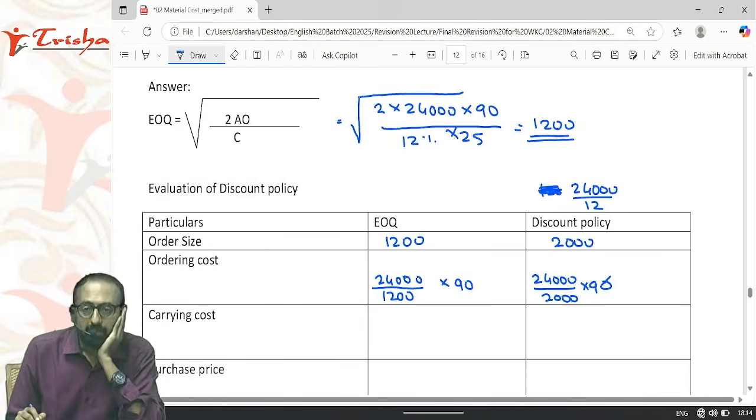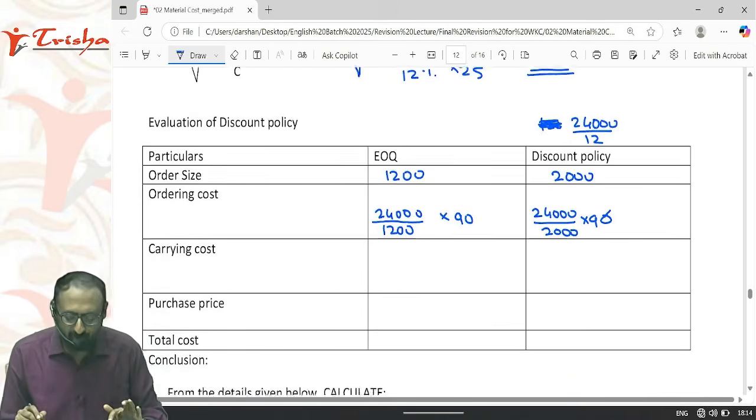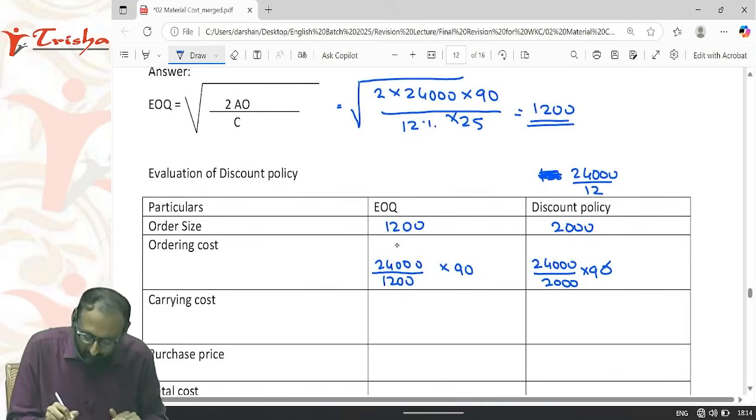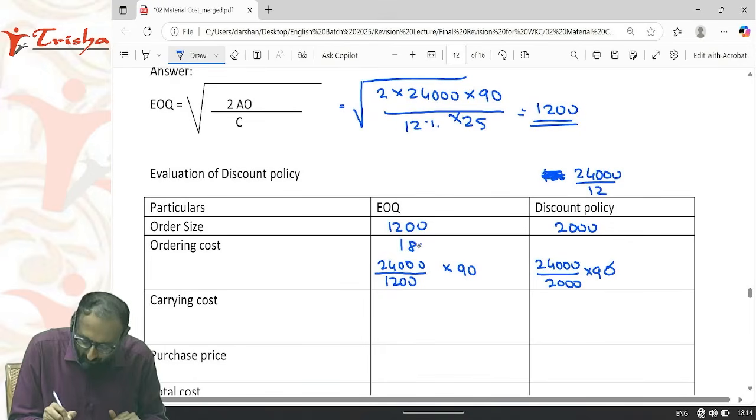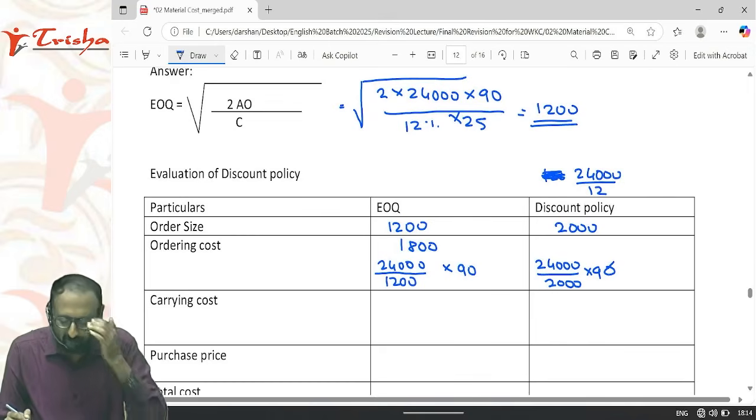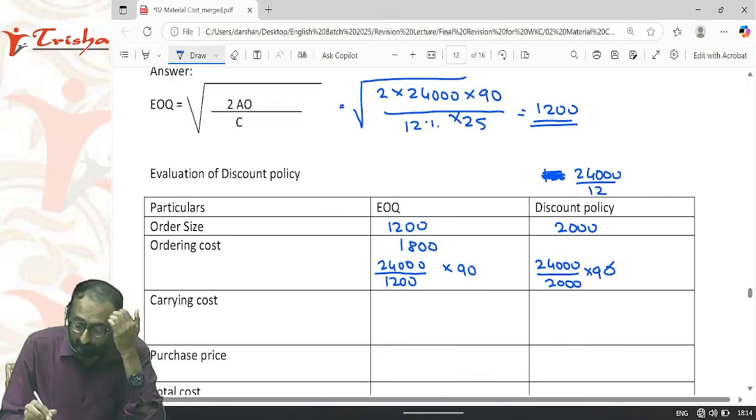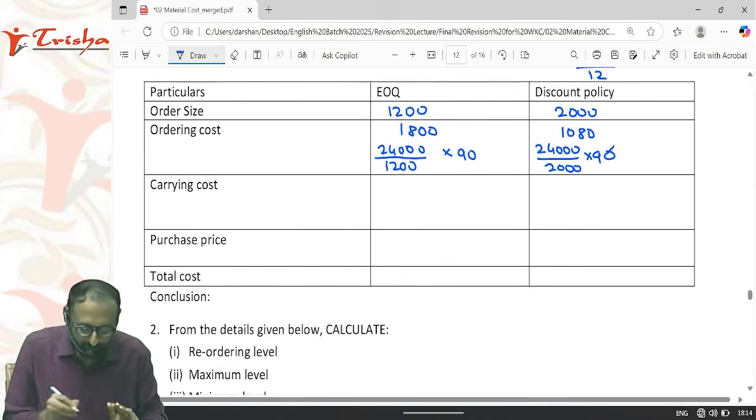Yes, sir. Can anyone tell me what will be your ordering cost in the first column? 1,800. Are you sure? In the second column, what will be your ordering cost, guys? Can someone tell me? 1080. What is the formula for carrying cost?